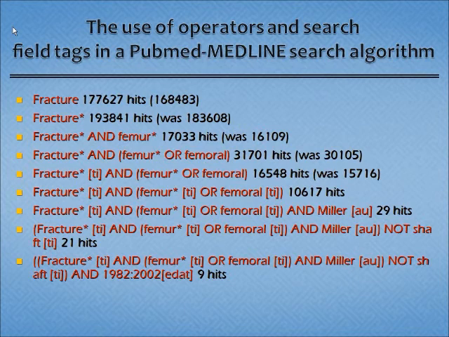If you want to make it narrower, like we want fracture in the title, femur and additional words in the title, and femoral in the title, so it's more narrow. And we put an AND, the author's name, so it dramatically drops to 2029.